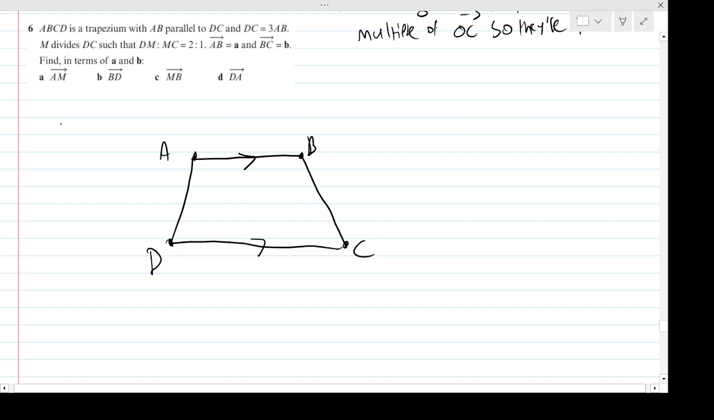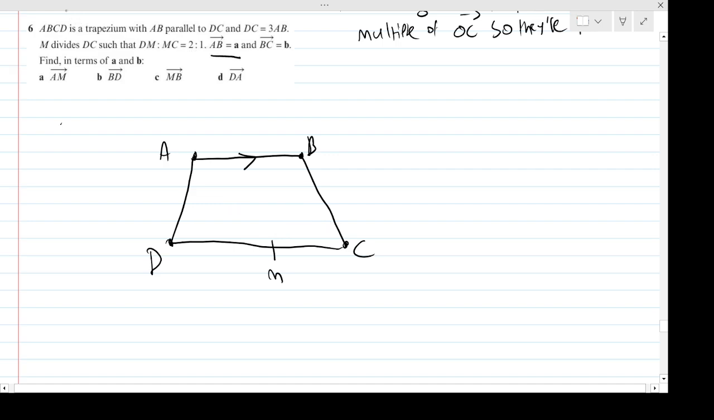Okay, I'm given that M divides DC such that DM to MC is 2 to 1. So D to M has to be 2/3 along the line D to C. If I have point M there, then this is going to be 2 parts from D to M, then M to C will be the remaining 1 part. Hence the ratio there. So that's all that means.